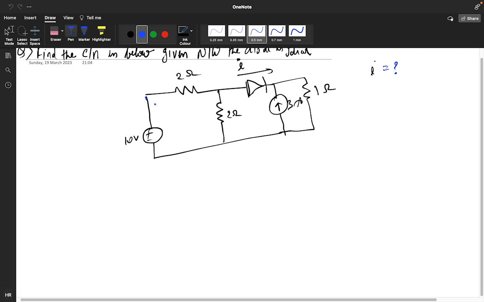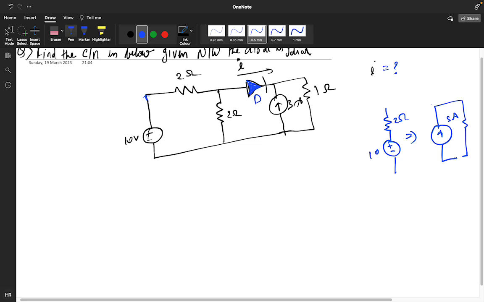Okay. So this network is linear or non-linear? It is a non-linear network. Why so? Because a diode is connected. This particular diode is connected. So diode is a non-linear element. So that's why this particular network is non-linear. Okay. I told you in previous classes, the equivalent of this can be, make it like 10 divided by 2. How much current? 5 ampere current.